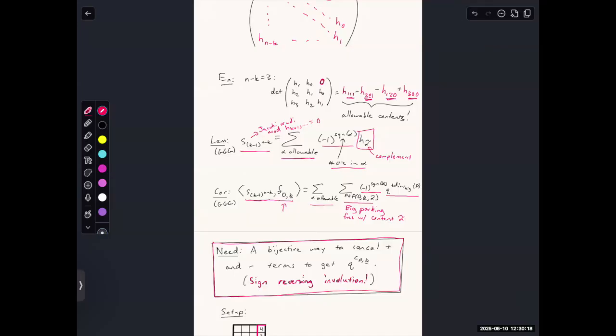How are you going to get back from the complement to the original? We're going to do some complementing on parking functions very soon. Oh, okay. Yeah, I'm going to define a complementary parking function.